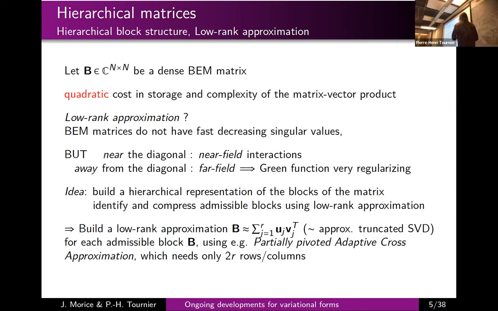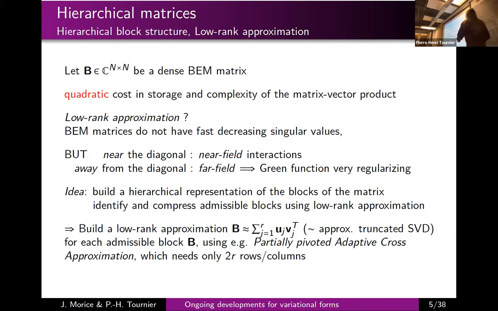And so although BEM matrices do not have fast decreasing singular values, thanks to the structure and the properties of the Green kernel, we can basically split the interactions in the matrix between two types of interactions. So near field interactions are interactions between degrees of freedom that are close to each other, basically near the diagonal. So these are not low-rank in nature, so it will be very difficult to compress the blocks near the diagonal. But away from the diagonal, thanks to the Green kernel, the blocks, which are so-called far field blocks, are actually low-rank in nature. And so we'll be able to approximate them well with low-rank matrices.